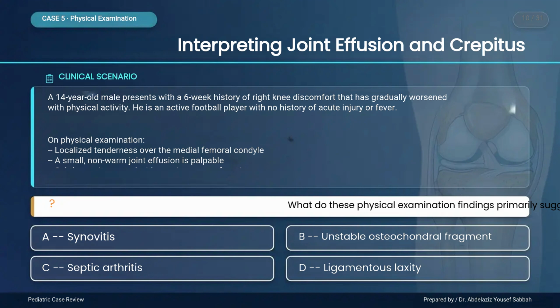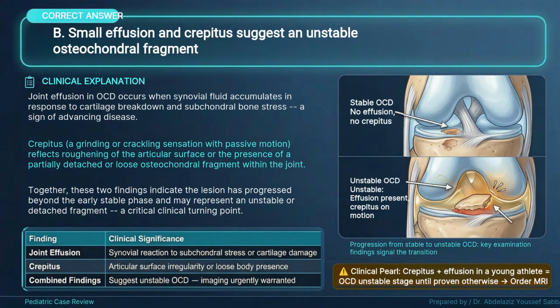Option A, synovitis. Option B, unstable osteochondral fragment. Option C, septic arthritis. Option D, ligamentous laxity. The correct answer is option B, unstable osteochondral fragment. Joint effusion in osteochondritis dissecans occurs when synovial fluid accumulates in response to cartilage breakdown and subchondral bone stress, representing a sign of advancing disease.